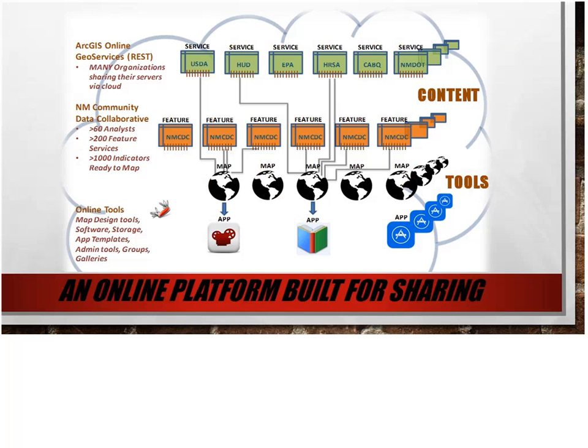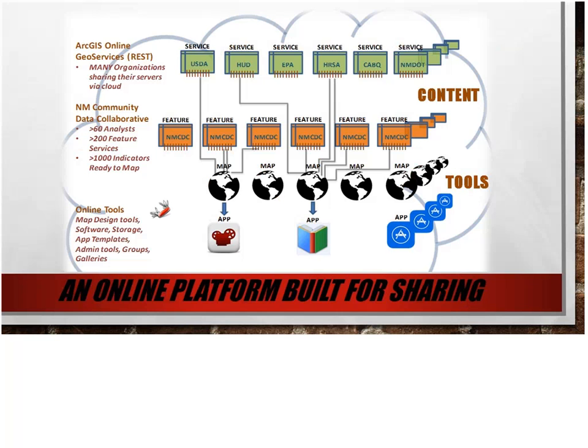Below this green row of squares is our piece of the platform, our online organization, if you will, New Mexico Community Data Collaborative, with our analysts. And each one of these orange icons represents a data set, with, you know, more than 5, 10, 15, 50 columns of information or indicators that are ready to be mapped. And our members can use the tools that are online to build a map almost instantaneously using those features and adding them to their map.